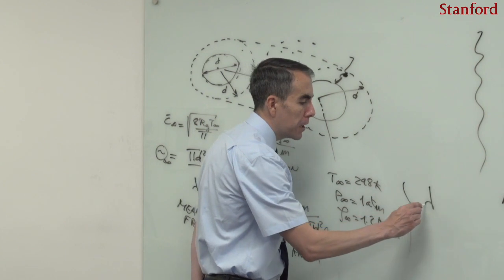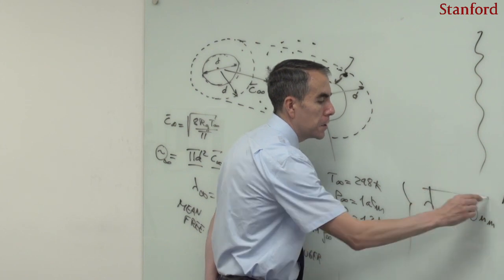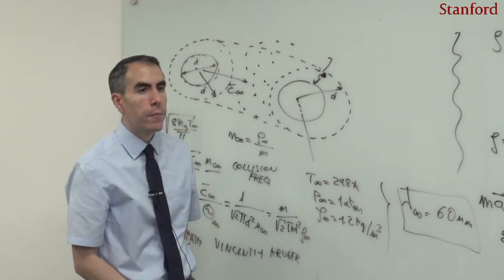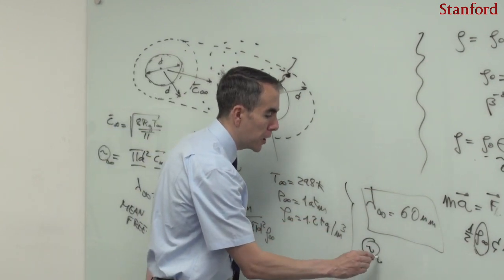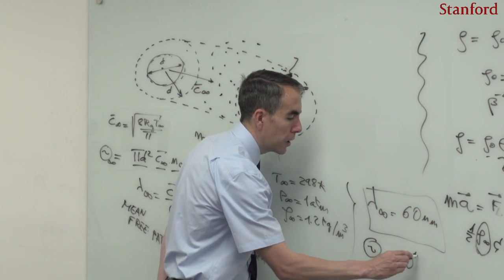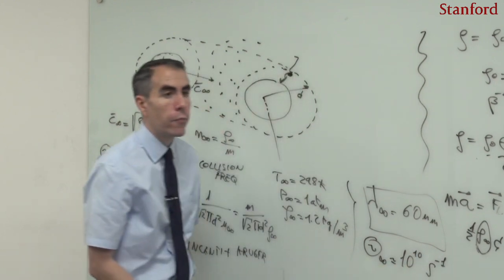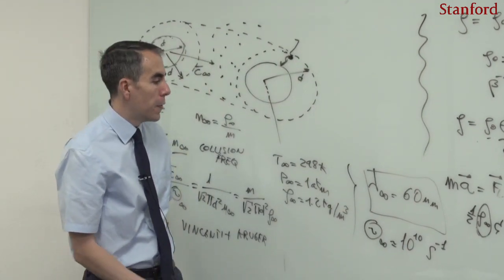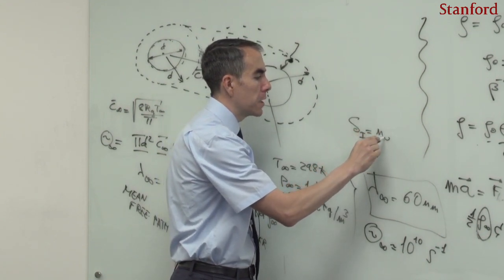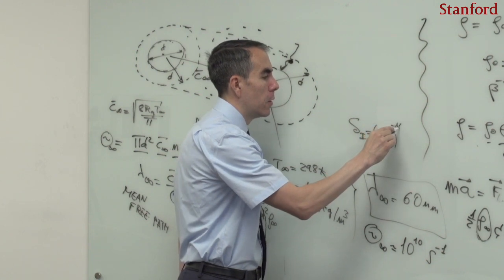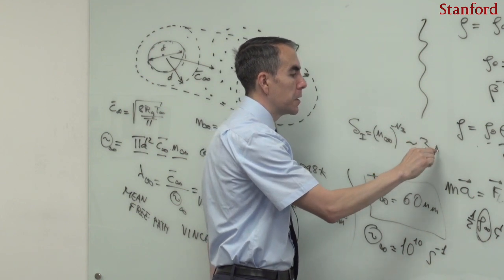The number that you would obtain here for the mean free path would be 60 nanometers. And the value of the collision frequency that you would obtain would be 10 to the 10 collisions per second. And the intermolecular distance that you would obtain, which you could approximate as n infinity to the minus 1/3, this intermolecular distance is about 3 nanometers.